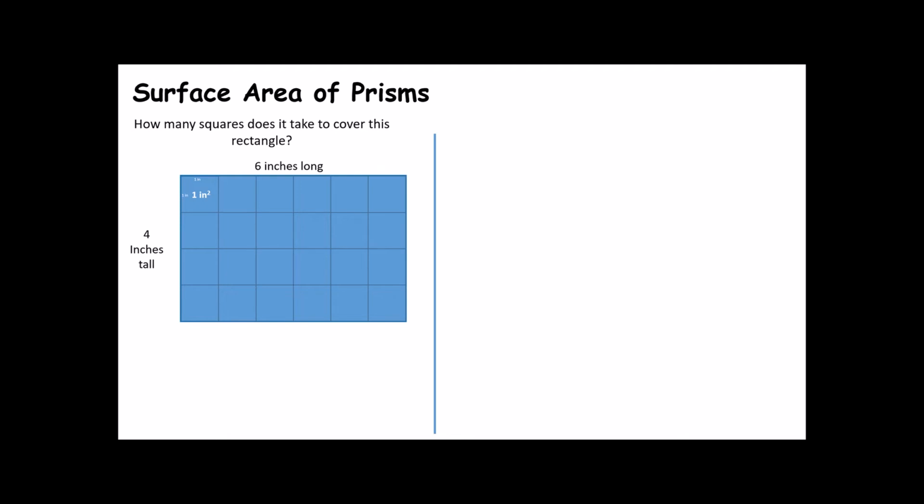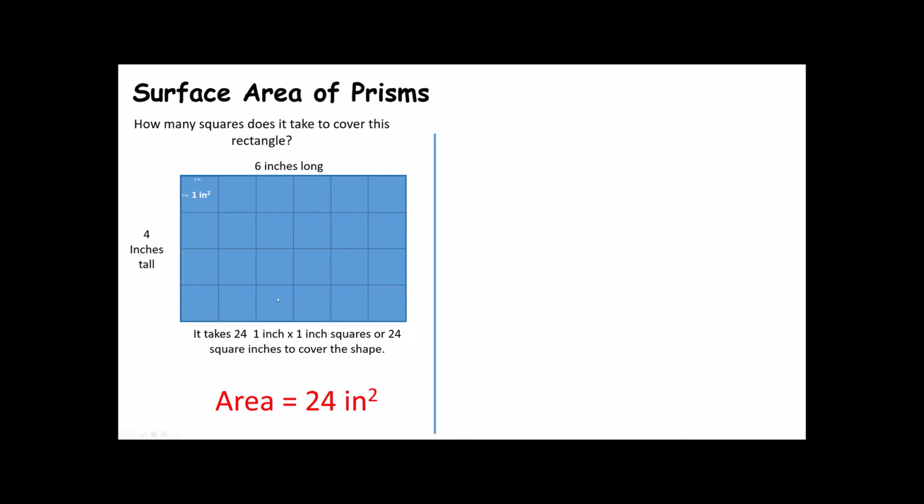Obviously, you can count those up and you can realize that there are 24 1 inch by 1 inch squares, or 24 square inches that are needed to cover the shape. That's the definition of area. How many inch squares or centimeter squares, or how many squares of any size does it take to cover the entire 2-dimensional shape?